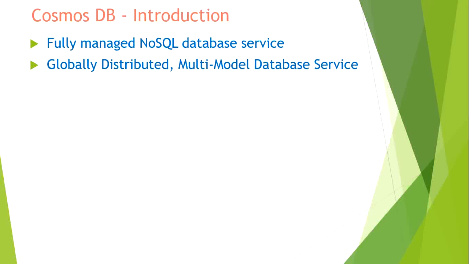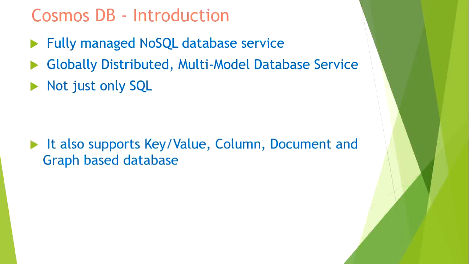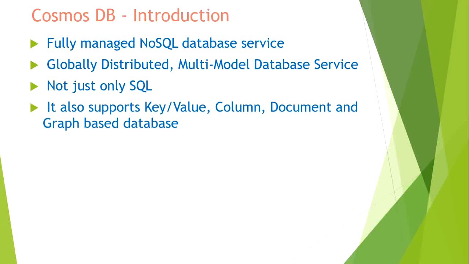That means it is available across the region, and you have the option to distribute your database to more than one region. It is a multi-model database service. That means within this Cosmos DB, you can invoke different types of NoSQL databases. It's not just only SQL. It also supports key value type of database, column database, document-oriented database, and the graph-based databases. As I said, it is a multi-model database.